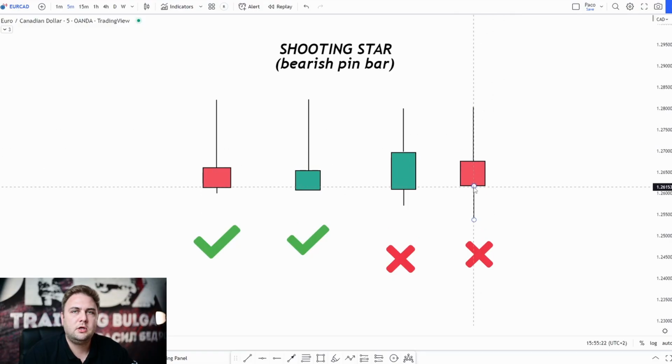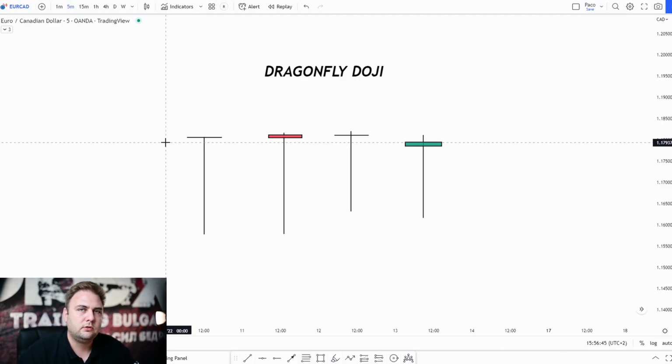This candle shows equality between the sellers and the buyers on the market. Okay, the next variation of candles are the dragonfly doji. This candle looks like a pin bar, but it's different. This candle is characterized with a very large lower wick and almost no body.